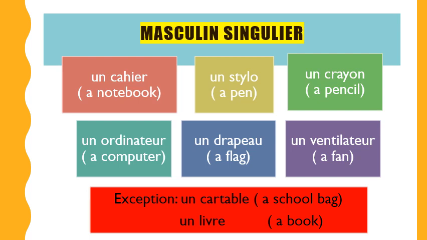Now let us see some exceptions. The first word we have taken is un cartable. That means a school bag. You can see that it is ending in E, but it is still a masculine noun. The next exception we have taken over here is un livre. That means a book. Again, it is ending in E, but it is still a masculine word.